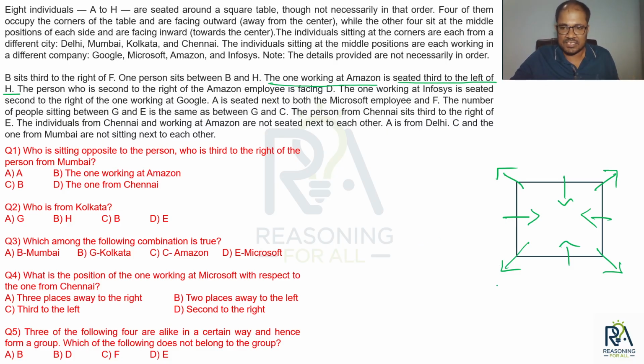Okay, let's start with Amazon. Amazon, fine. Third to the left of H. Now, if you observe, the only option is H has to be here, third to the left of H. Okay, fine. The person who is sitting second to the right of Amazon, second to the right of Amazon, this person is facing D. Is facing D, so here I'll have D.